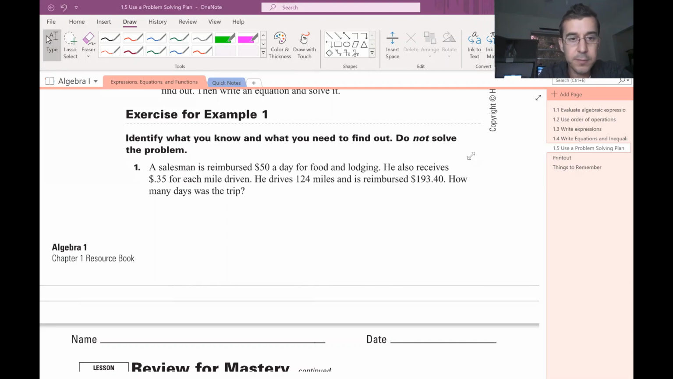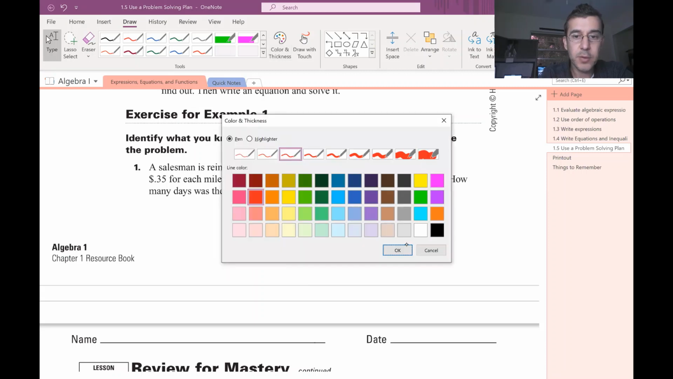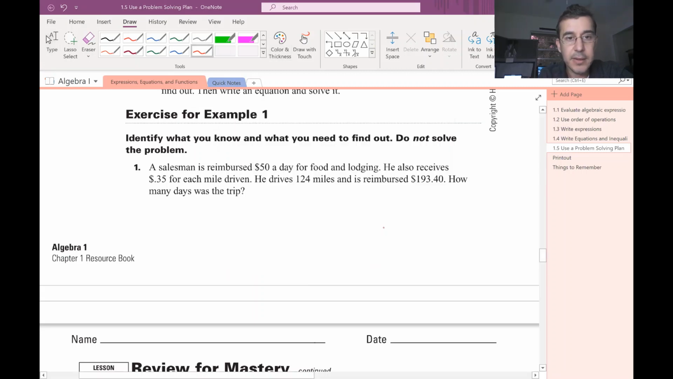He also receives 35 cents for each mile driven. He drives 124 miles and is reimbursed $193.40. How many days was the trip? Okay, so we don't have to solve the problem. We just have to state what we know and what we need to find out.